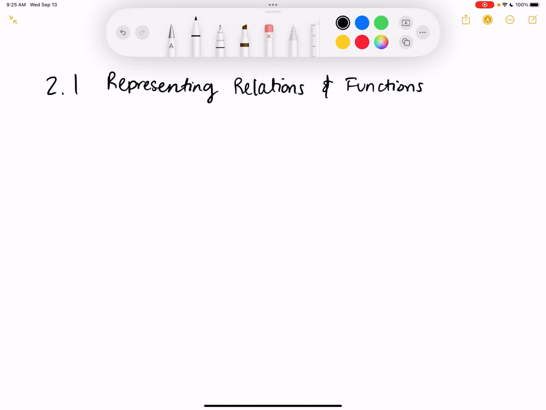Okay. Identify the domain and range of the given relation, then represent the relation using a graph and a mapping diagram. So probably the biggest problem I see with these is that people just don't do all the parts. Okay, so always make sure you read all the instructions and what it wants you to do.